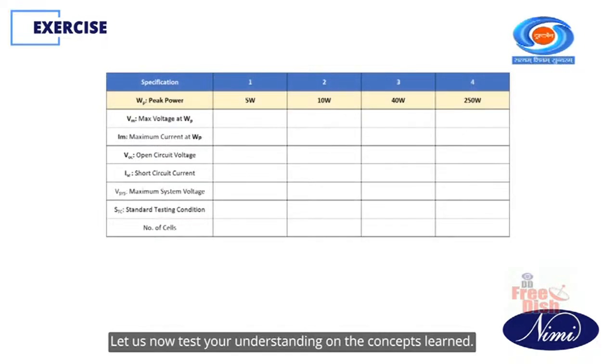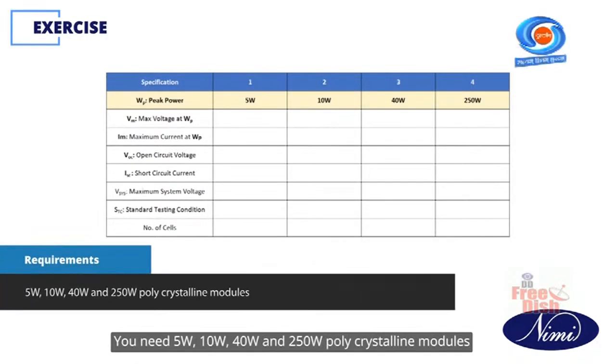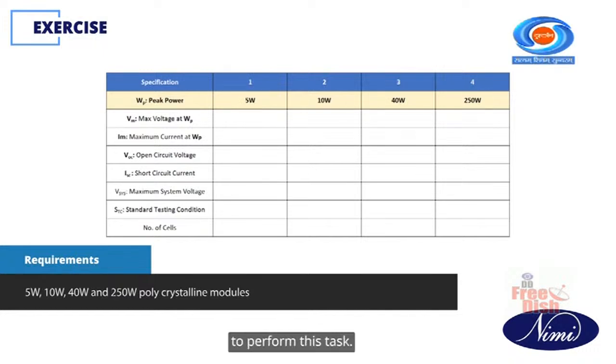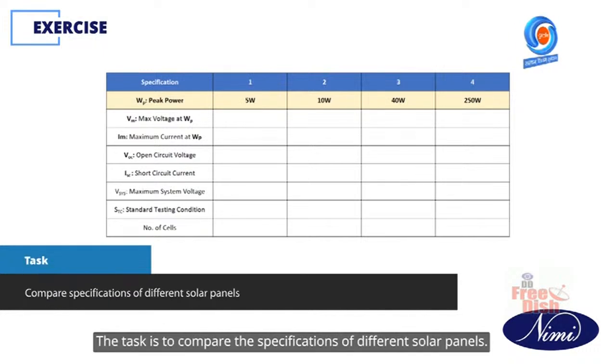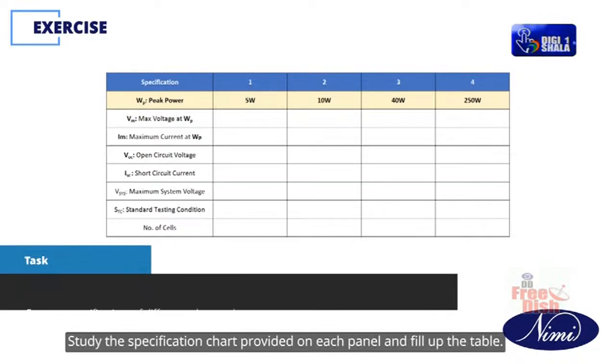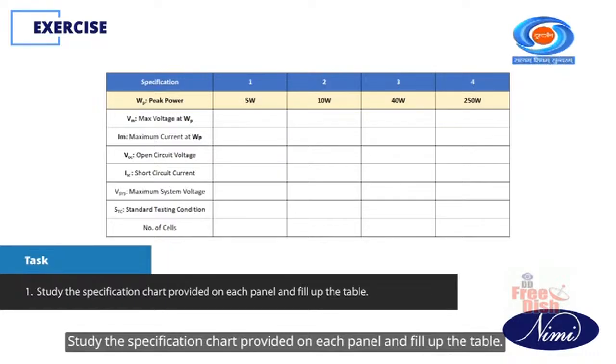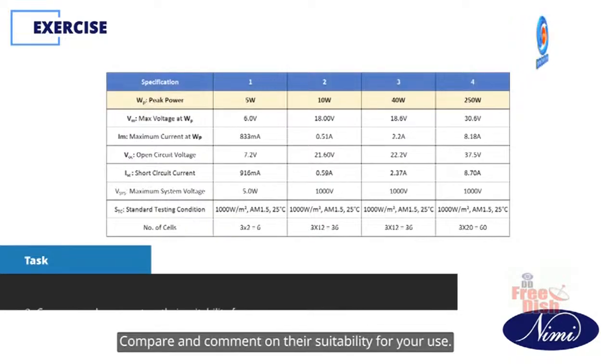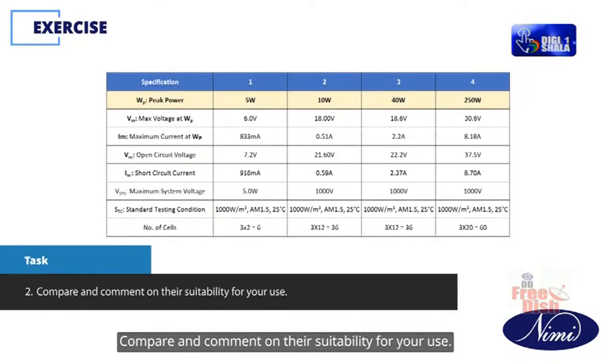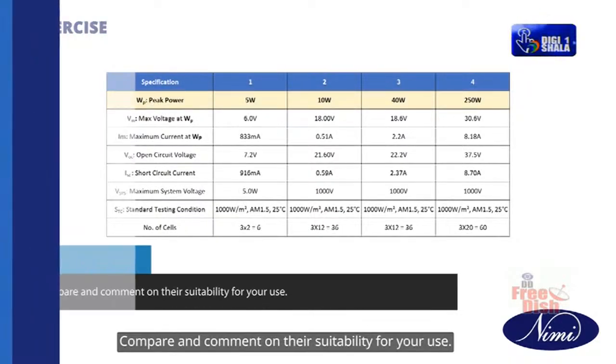Let us now test your understanding of the concepts learned. You need 5 watt, 10 watt, 40 watt and 250 watt polycrystalline modules to perform this task. The task is to compare the specifications of different solar panels. Study the specification chart provided on each panel and fill up the table. Compare and comment on their suitability for your use.